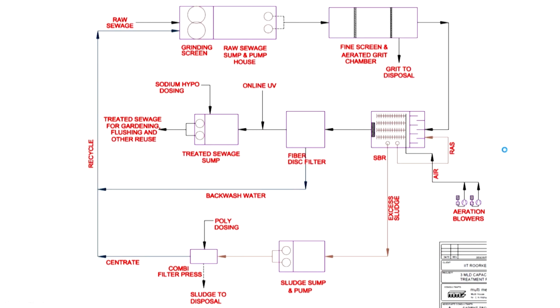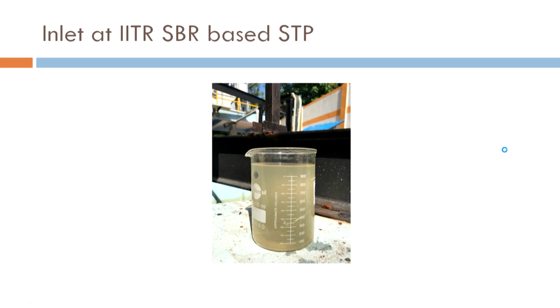Again, this is the same unit process chart that we looked at earlier with respect to IIT Roorkee, so I will not look at that. So, this is the inlet, that is what our sewage looks like: feces, urine, bathroom, kitchen and bathing water, everything I guess.